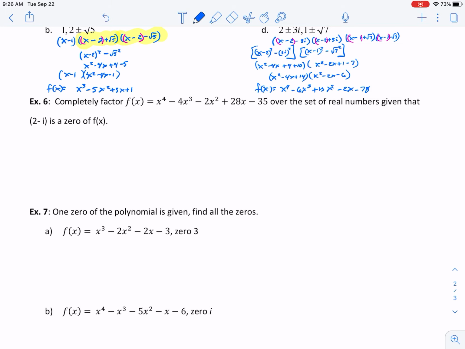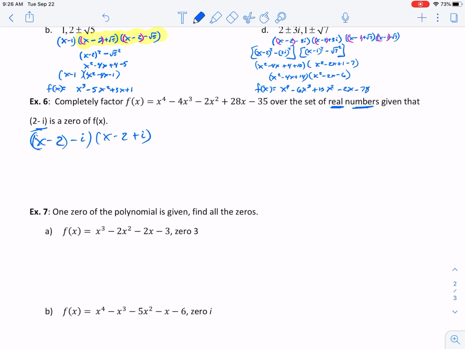Number 6, factor completely over the set of real numbers. Okay? Real numbers. That means you can't have imaginary. All right? They told us 2 minus i is a zero. So let's do this again. It's x minus 2 minus i, x minus 2 plus i.